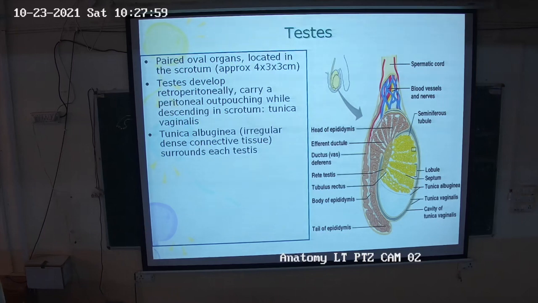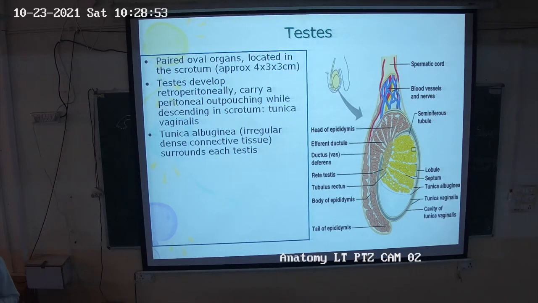On the posterior surface, this tunica albuginea modifies, enters into the interior and incompletely divides it into two halves. That incomplete septum is known as the mediastinum testis. This mediastinum testis gives numerous septa and divides the testis into numerous lobules. There are around 200 to 300 lobules, and each lobule has 2 to 3 coiled convoluted seminiferous tubules. These tubules are covered by an innermost vascular layer, which is known as tunica vasculosa.